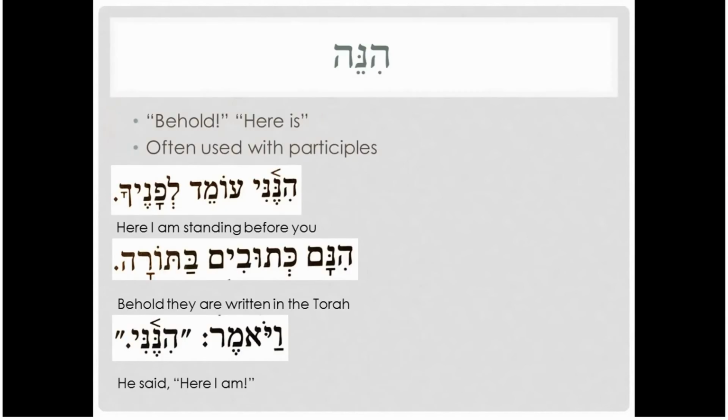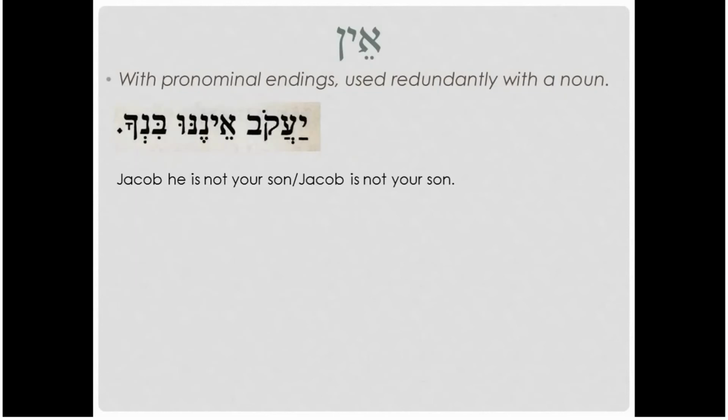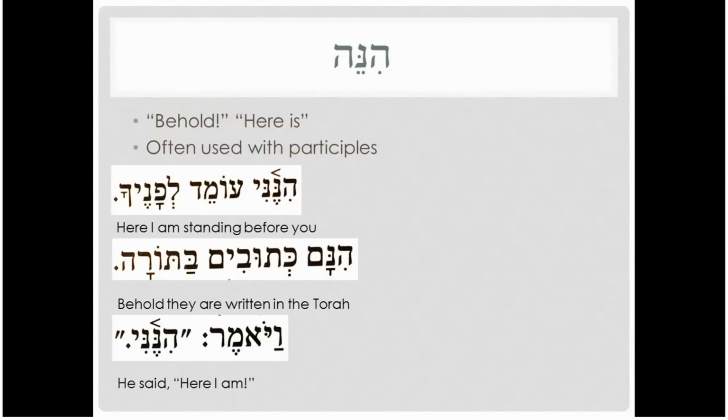Okay, let's look at hine. This is often in dictionaries. When you find this word, the definition will say something like "behold" or "here is," something like this. These are the definitions given in your book. Now, just like ein, hine is also used in a couple different ways. Let's look first at how it's used with participles.